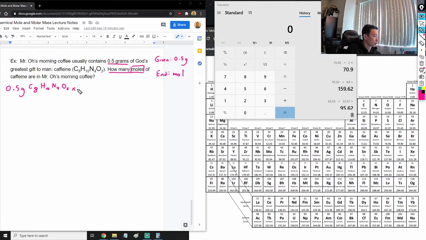C8H10N4O2. We're going to set up a fraction. I want to get rid of grams, right? So I'm going to put grams on the bottom. And we want to end up with moles, okay? But we're talking about caffeine, so I'm going to be more specific. I'm going to write down the entire formula just so I can keep everything in order.